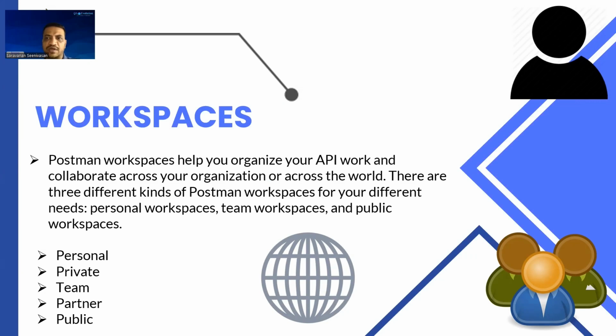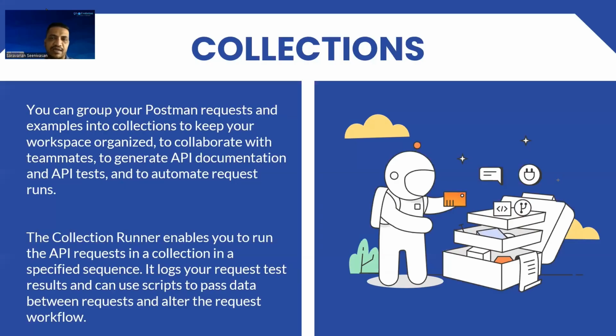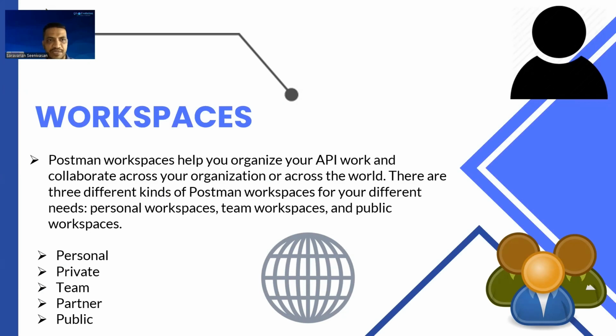So if you want to keep everything shared within the team, then you can go for a team workspace. If you want something personal, then you can have it in the personal workspace. And there is also private, and partner and public, where you want to collaborate with your partner, then you can go for that particular workspace. Okay. And apart from this, workspace is the first thing. You need some placeholder to do your API testing, to save or store the work that you have done.